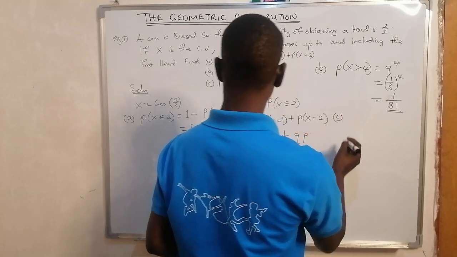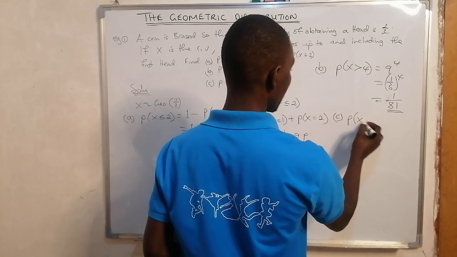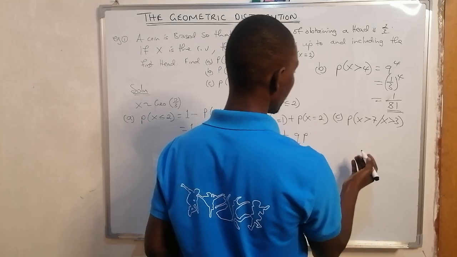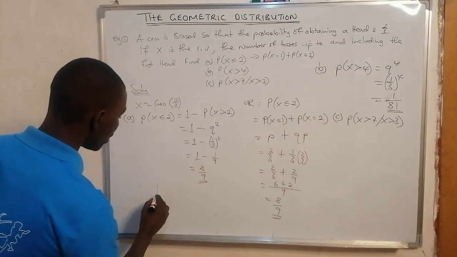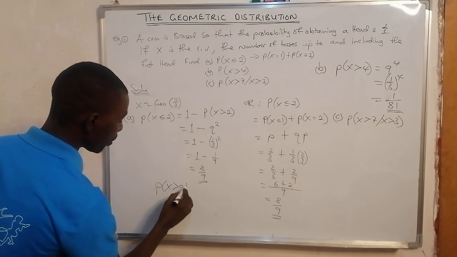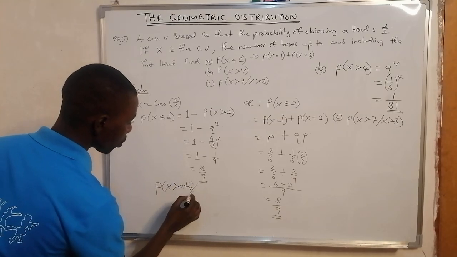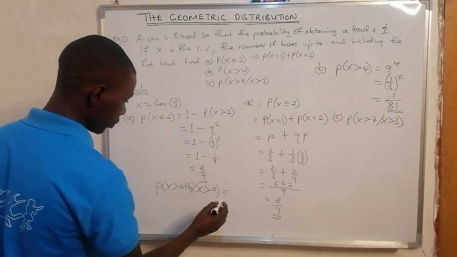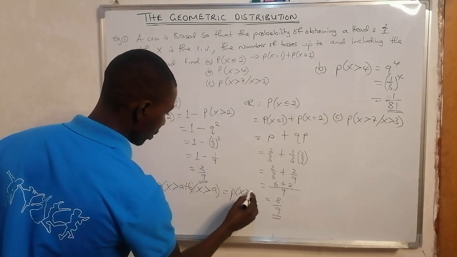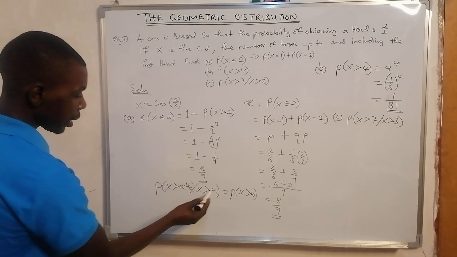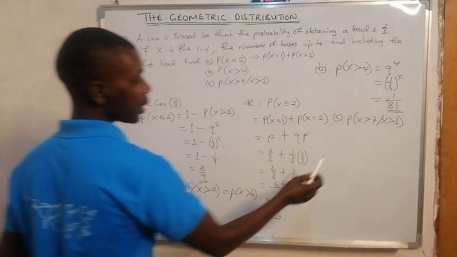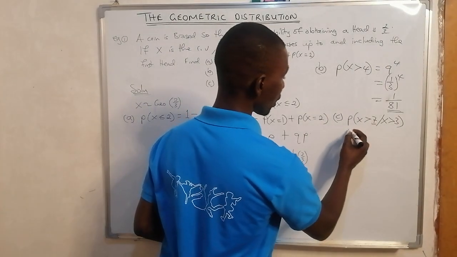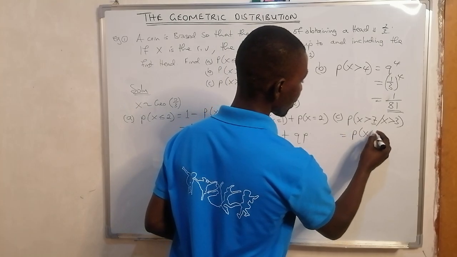Then C, probability of x is greater than 7 given x greater than 3. This is the same as, remember we said P of x greater than a plus b given x greater than a is the same as P of x greater than b. So in this case, a will cancel each other with a. Then 7, remember 7 is the same as 3 plus 4. So here in this case, we remain with P of x is greater than 4.